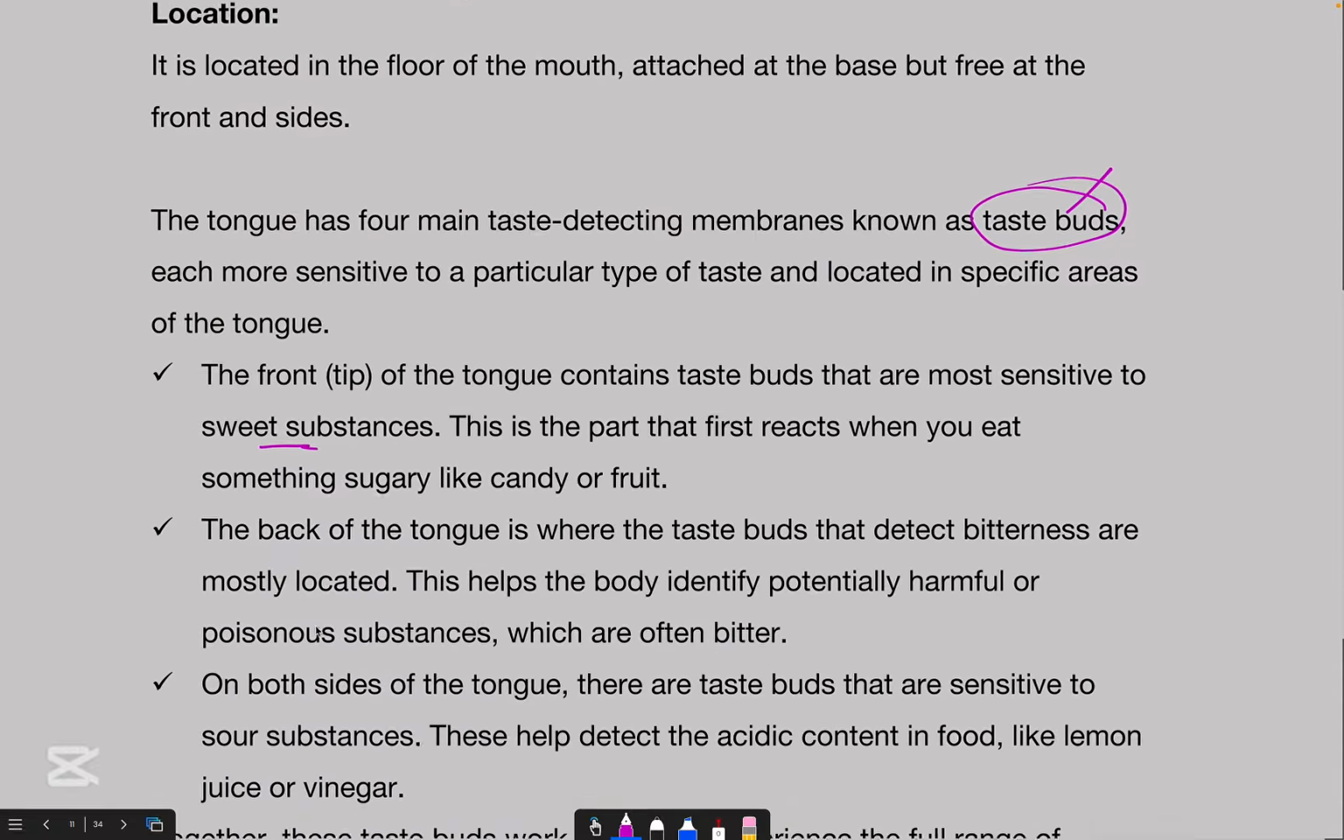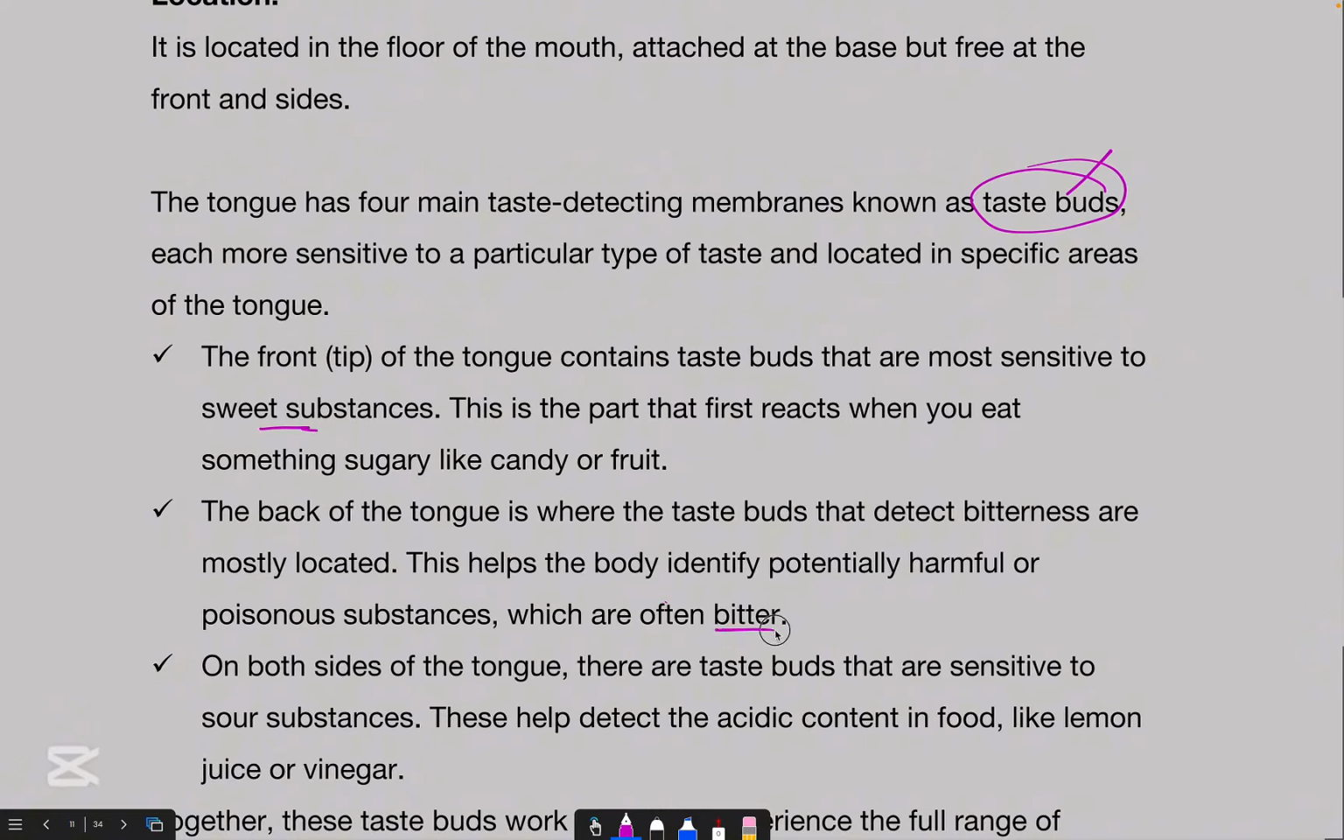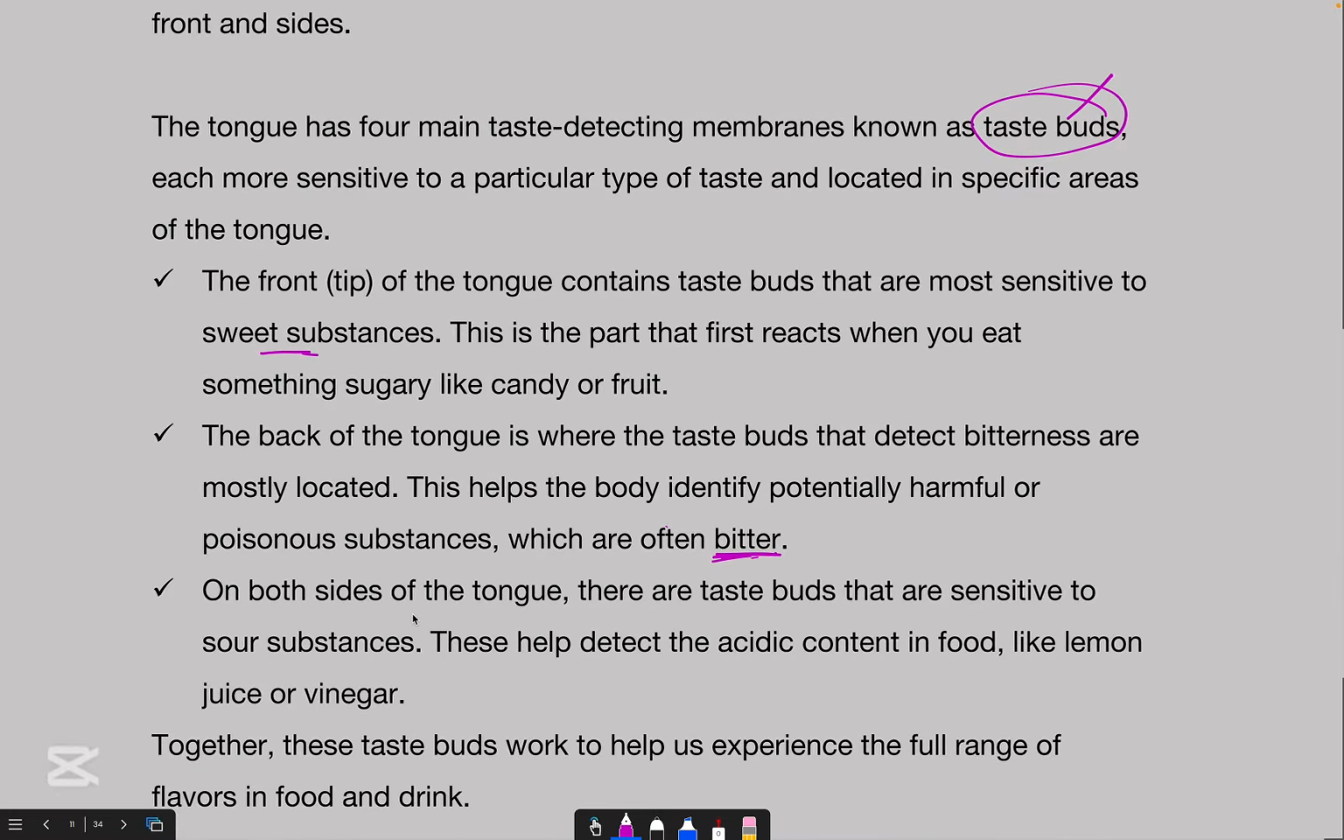sweetness. Then the back of the tongue tastes bitter things. You cannot use the tip of your tongue to know whether something is bitter. You have to swallow it before you say, this thing is bitter. Are you getting it? So the back of the tongue tastes bitter. Then on both sides of the tongue, they detect sour substances.